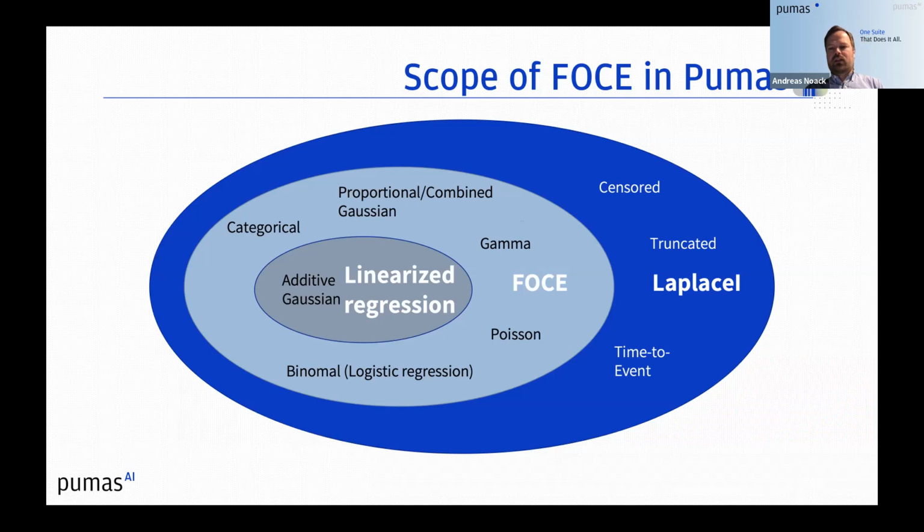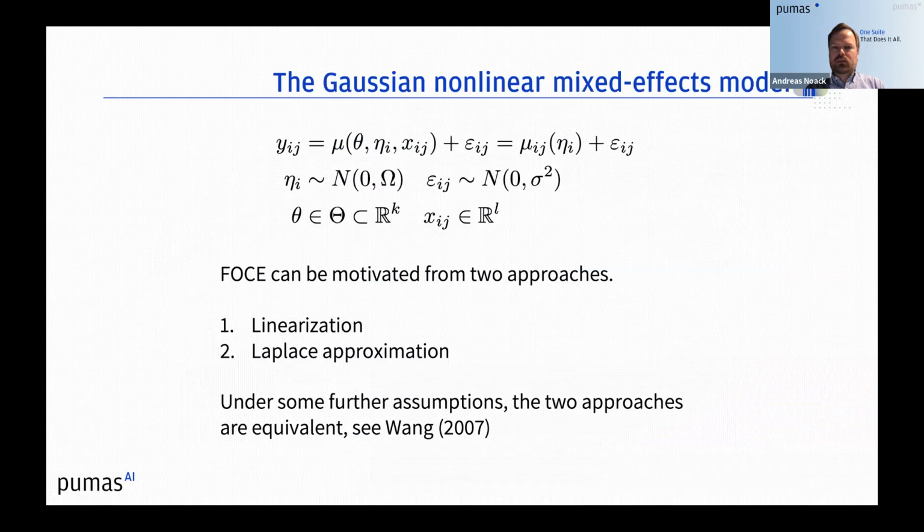And then finally, there are a couple of models that are not covered by FOCE because they have a too complicated likelihood function, which I'll return to later. But those will be the models for incomplete data, censored and truncated, and also time to event models, which generally won't be possible to handle in the FOCE framework. So I'll return to this slide later, and then we can revisit.